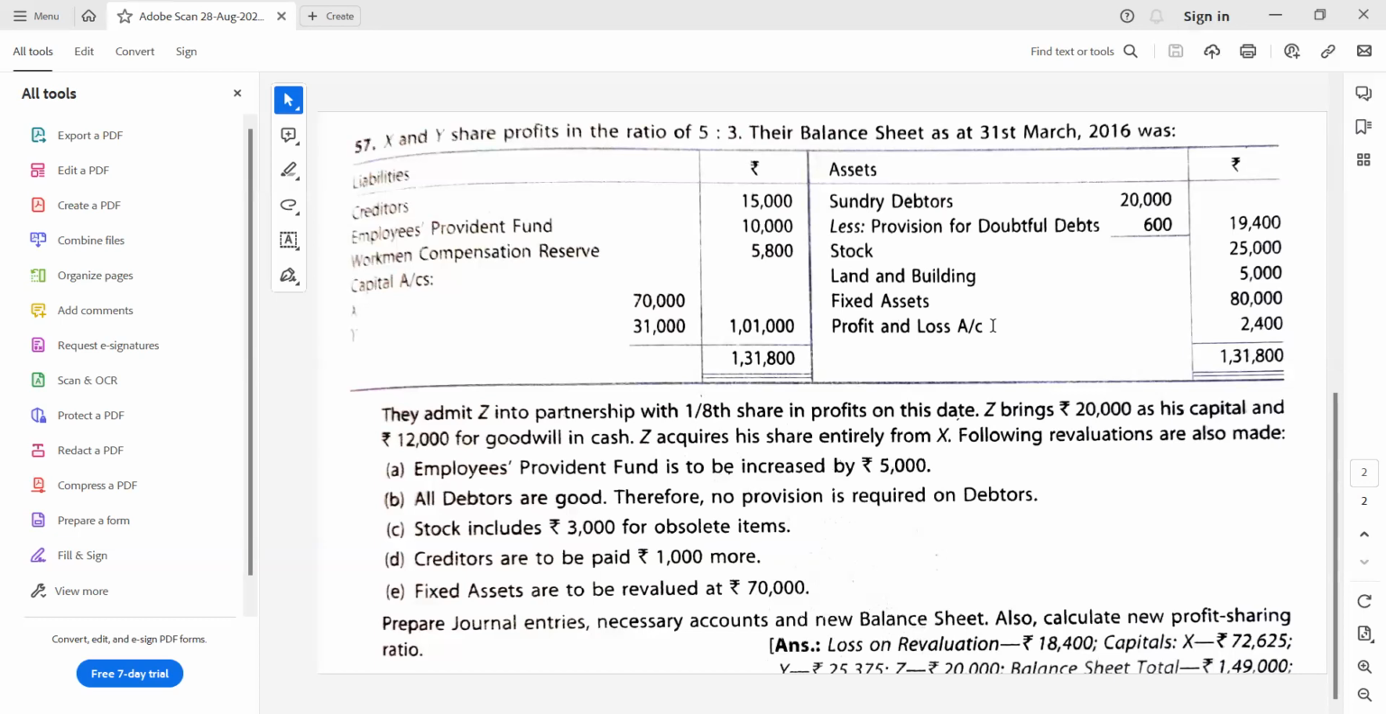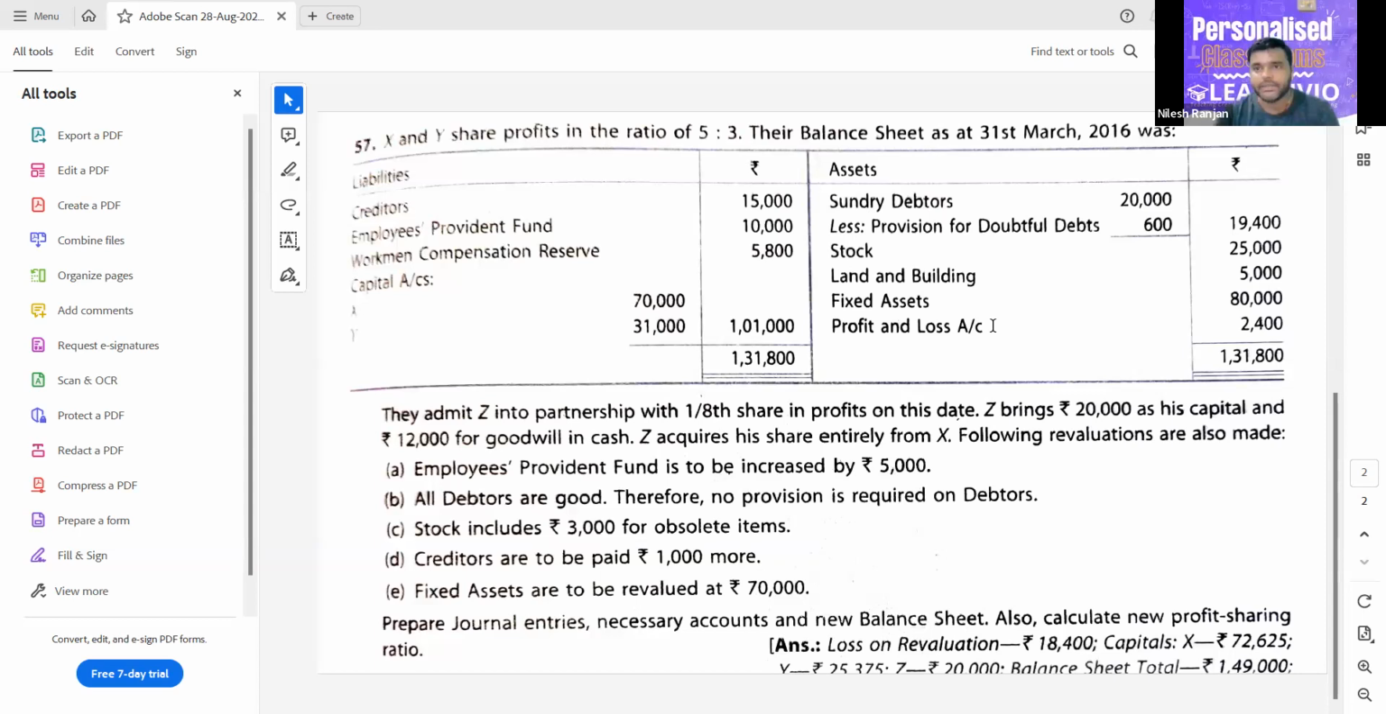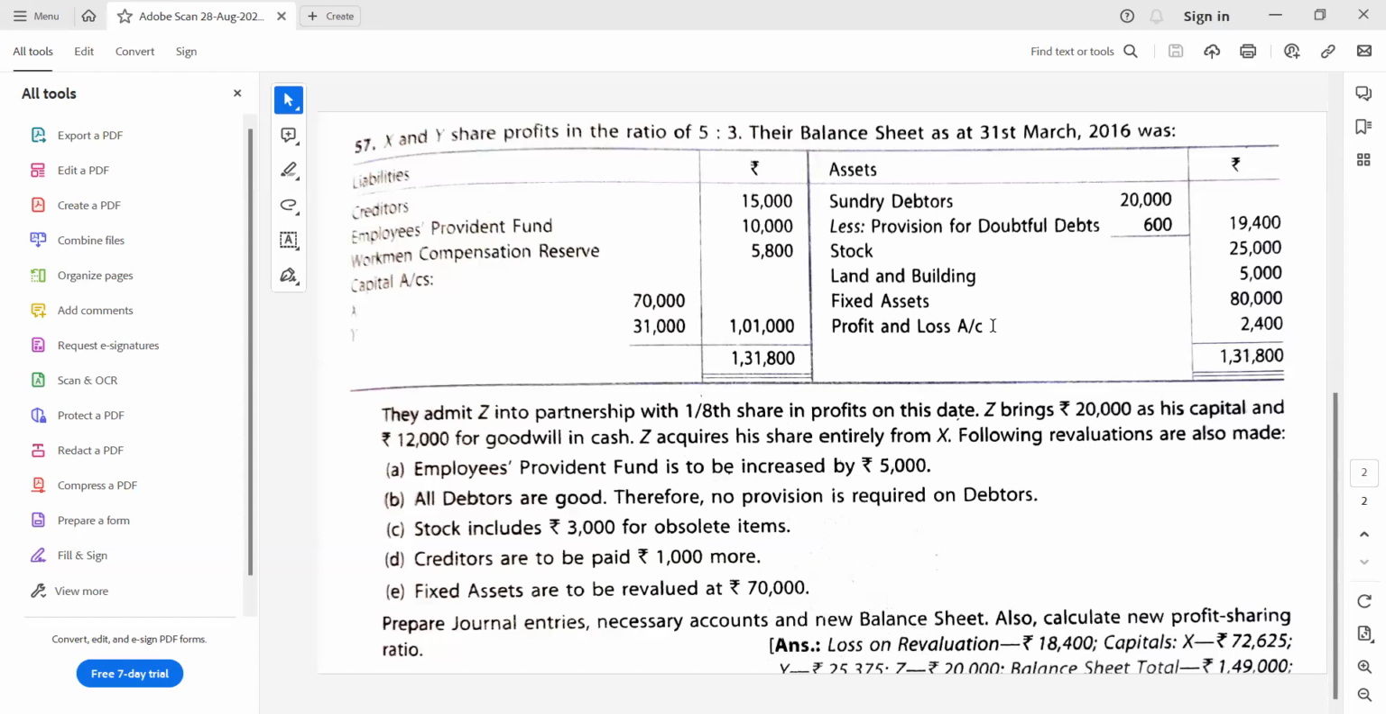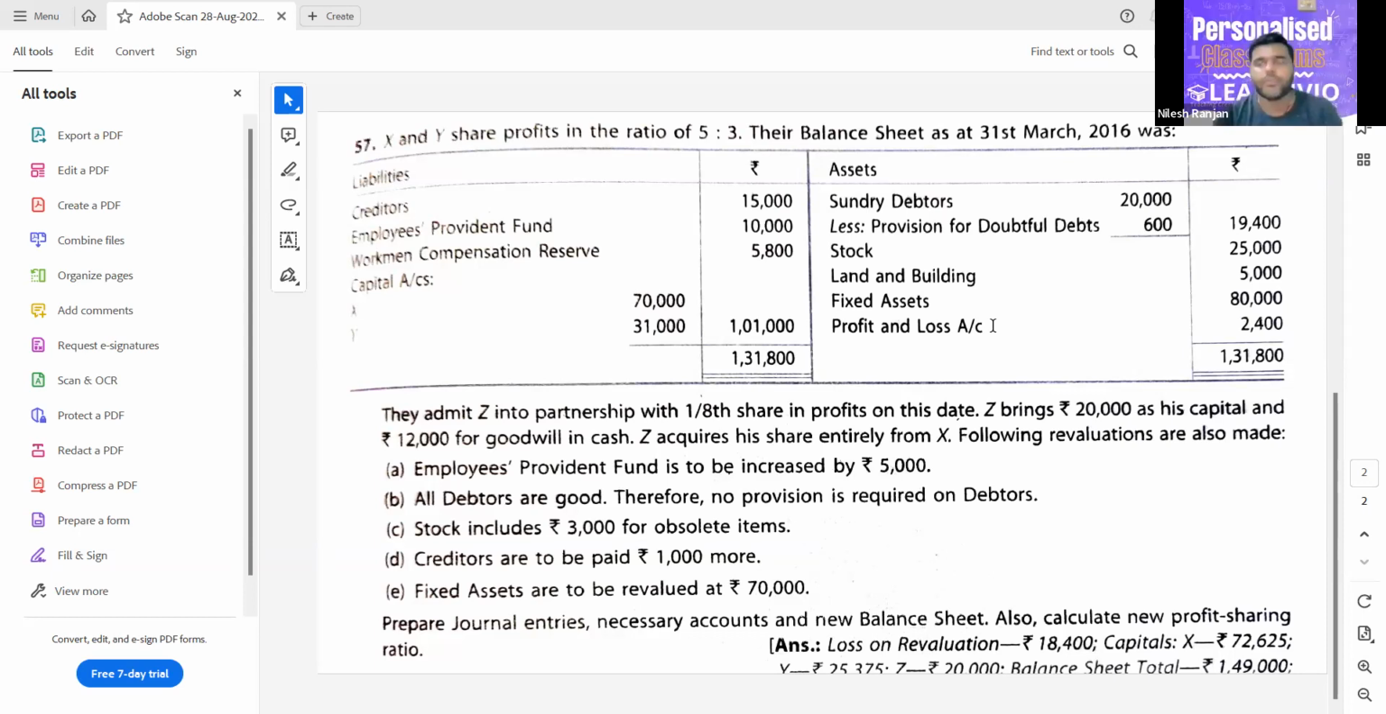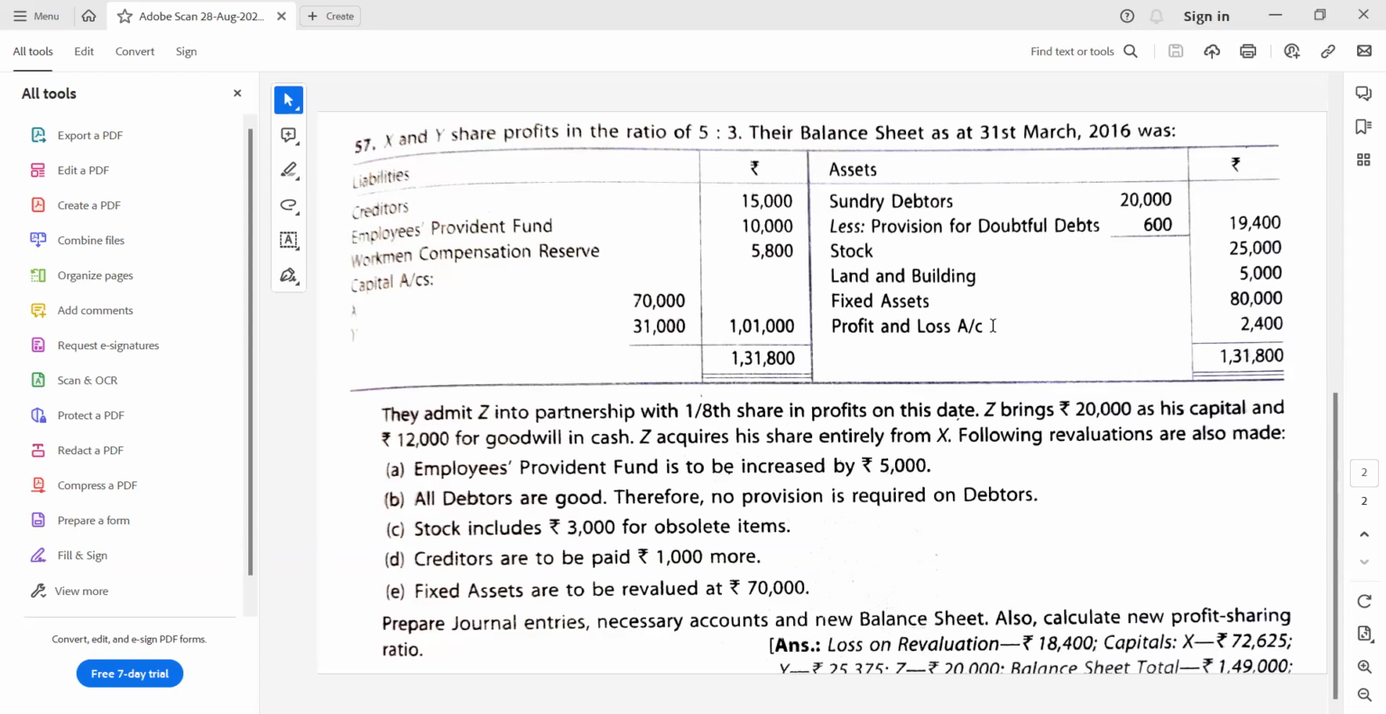Sir, I don't get it. I'm saying, is there any information given in the question which says that we have to follow case one or case two? You understand my question? Yes, sir. So there is no information given. There is no information. So which case will we follow? Case one.